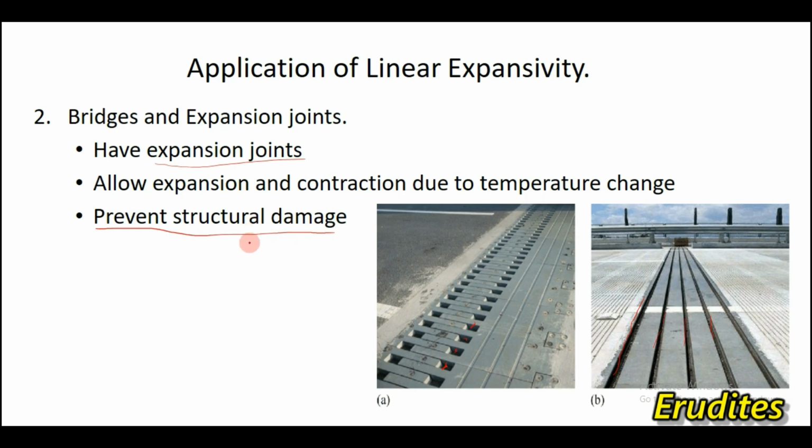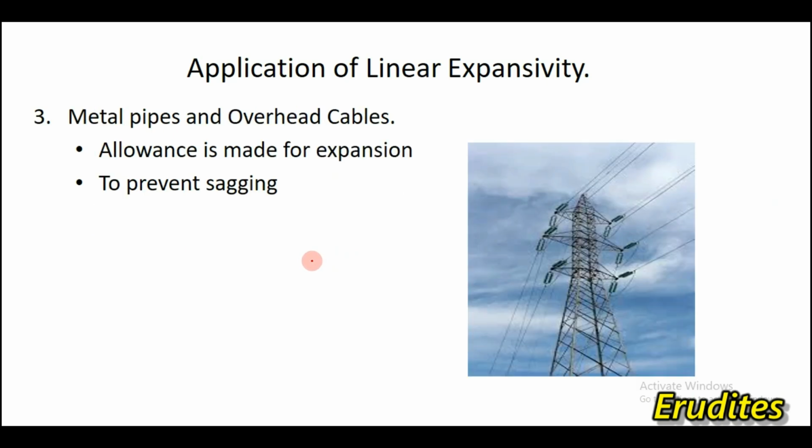This is very simple. So let's look at the next application in metal pipes and overhead cables. Allowances are usually made when fixing overhead cables. The reason is to prevent what is called sagging. And the answer for this is to make these structures last longer.